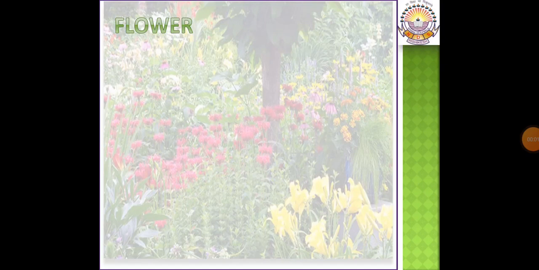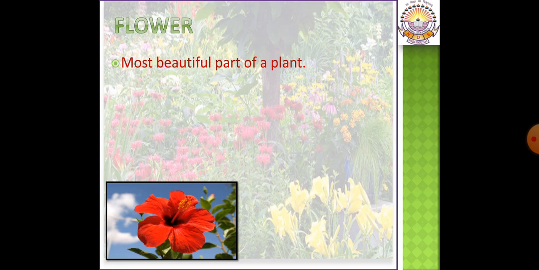Good morning, students. After discussing stem, leaf, and root part, now we will discuss a very interesting part, and that is flower. It is the most beautiful part of a plant. Students, flower is something that makes a plant beautiful. But at the same time, flower plays a crucial role in the life cycle of a plant because it is also known as the reproductive organ of a plant.